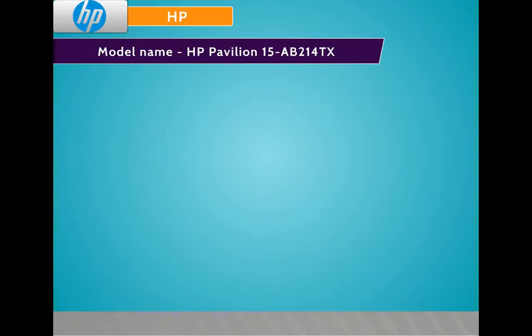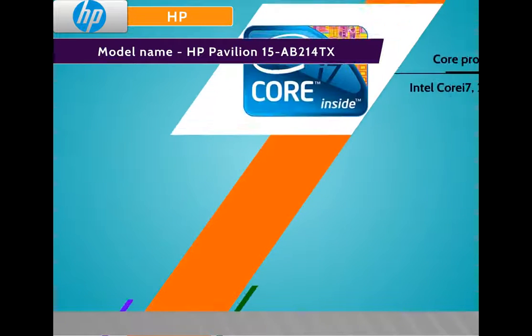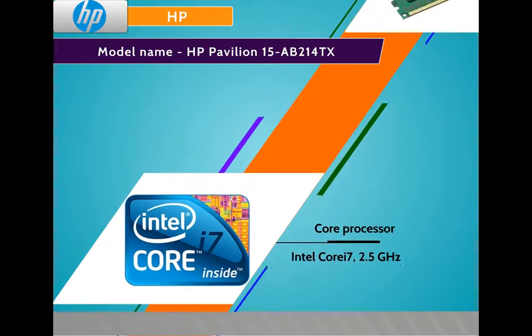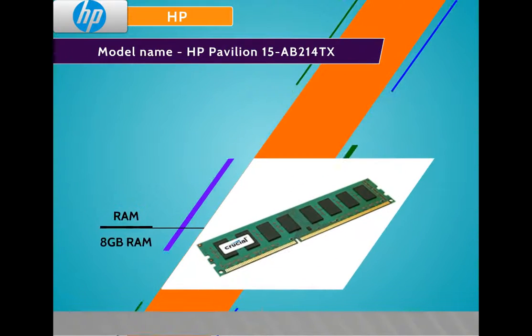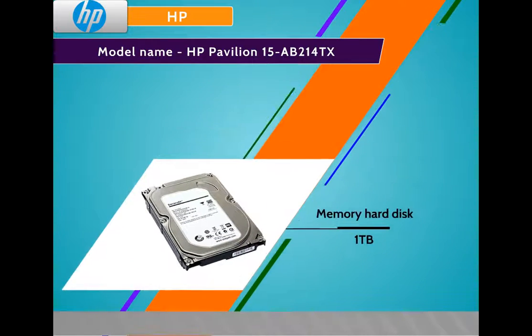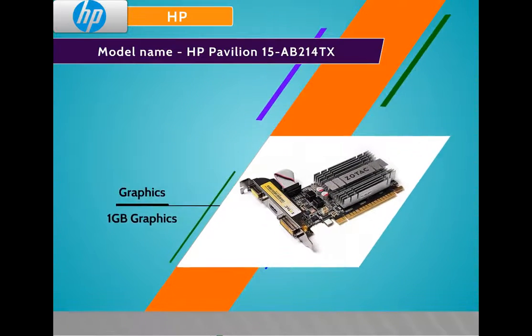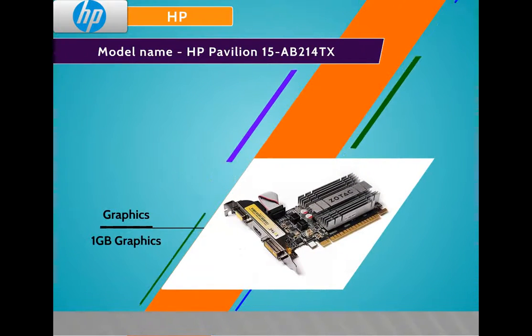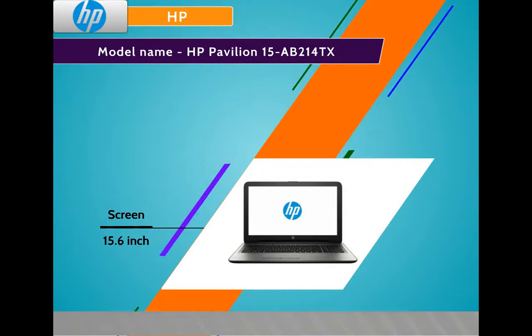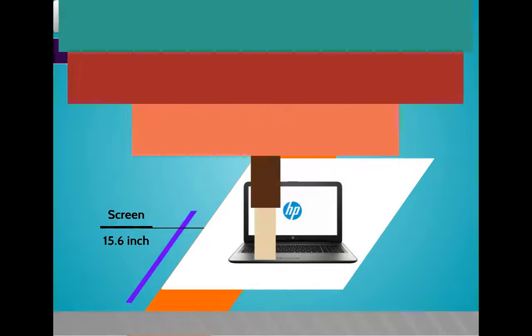Model name: HP Pavilion 15 AB214TX. Core processor: Intel Core i7 2.5 GHz. RAM: 8 GB. Memory hard disk: 1 TB. Graphics: 1 GB graphics. Screen: 15.6 inch.